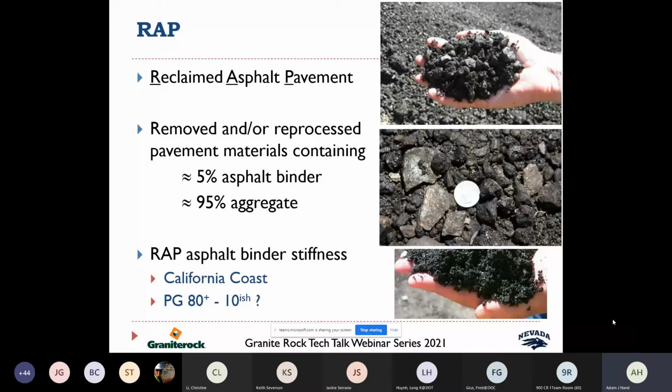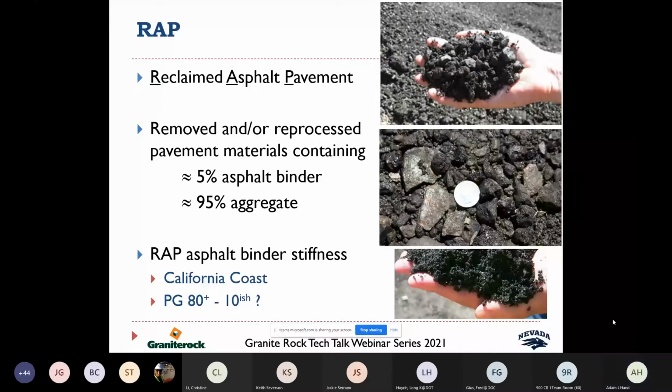And it's really important to note that environment has a significant influence on the stiffness of the RAP binder. When I say that, the coast is actually a good place to do recycling. It's particularly possible in climates where the humidity is high and the temperature ranges aren't significant, because when that's the case, the RAP material isn't aged nearly as much as can occur in other climates.